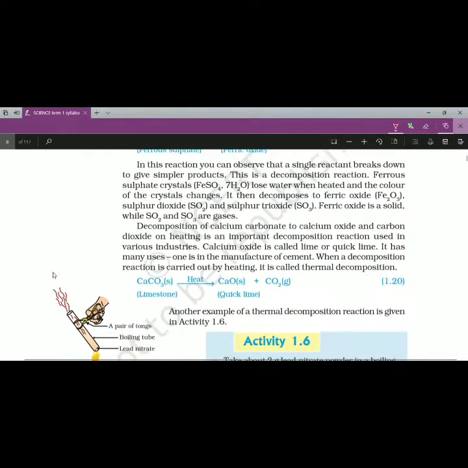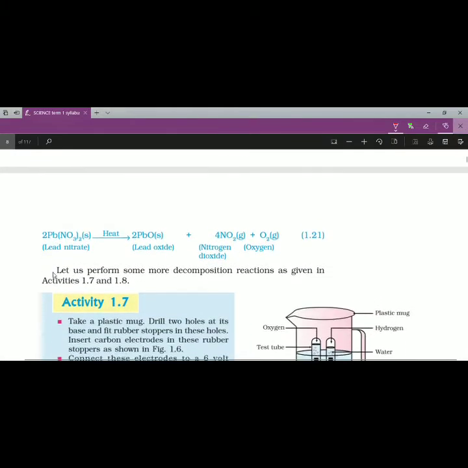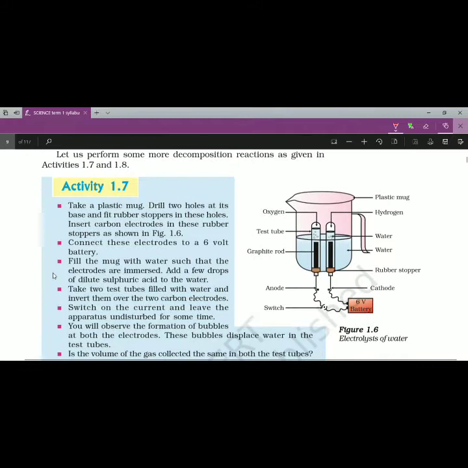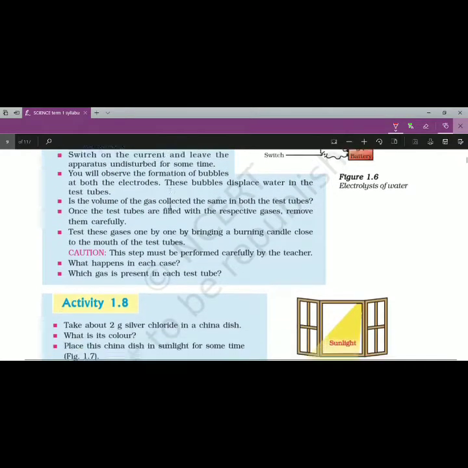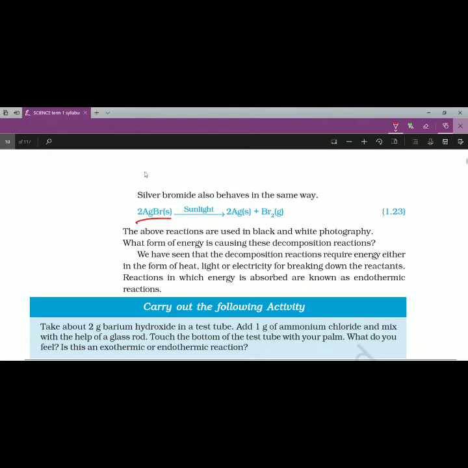Then there are types of reactions: combination reaction, decomposition reaction, all the definitions, all the reactions. And this activity 1.7 is the most important activity, and all of it you have to prepare very thoroughly. This AgBr reaction, the previous reaction was on the basis of silver chloride. This is silver bromide. And what is the use of this reaction? It is used in black and white photography.